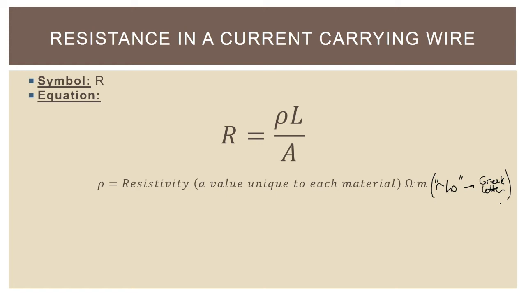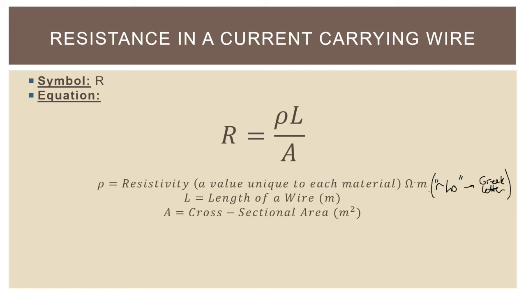Now, this is a special term for the resistance in a wire. It is a value that is unique to each kind of material. Remember, we said the composition of the material the wire is made of is going to affect its resistance. That's an important thing to realize. Of course, L, the length of the wire, is going to be important for the resistance too. The symbol L is the length of the wire, measured in meters. And A is the cross-sectional area.